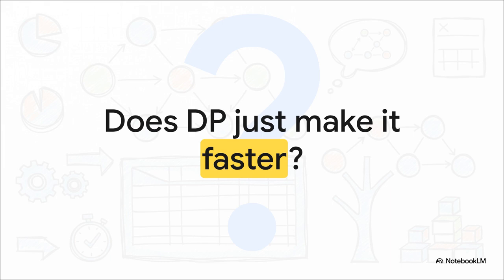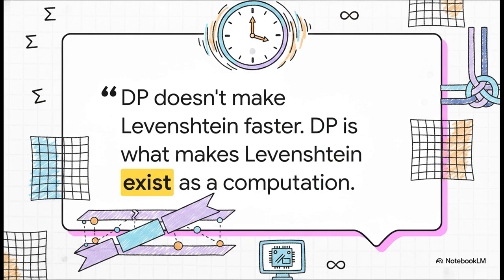we have to ask, is dynamic programming just a neat trick to speed things up? Is it merely optimizing the code to run a little leaner? Because it's incredibly tempting to view algorithms this way, just as clever little tools developers use to make things a bit faster or save a tiny fraction of a second of battery life. But the answer is a resounding no.